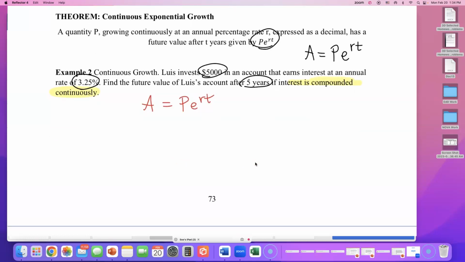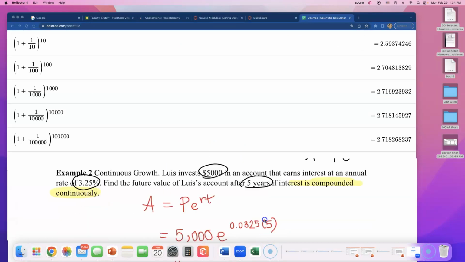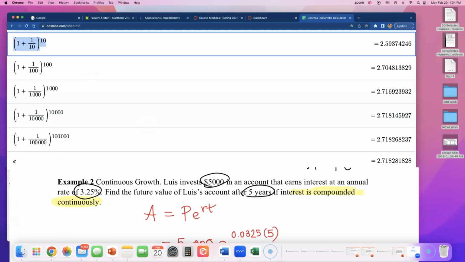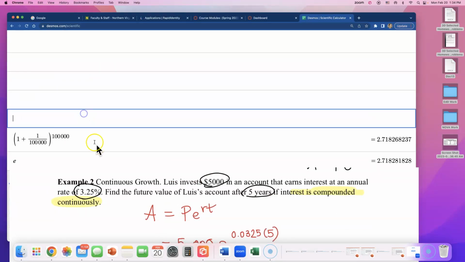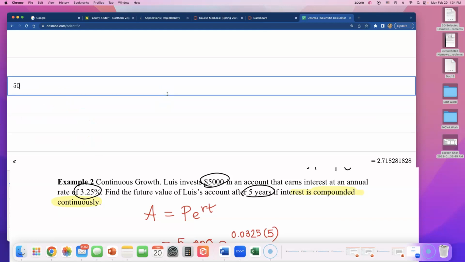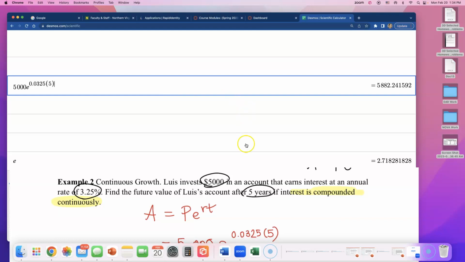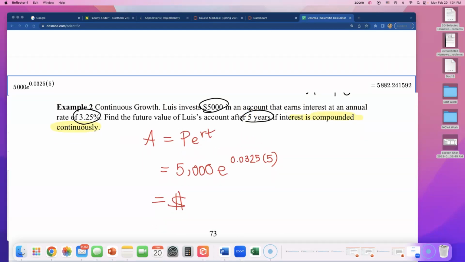So let's find the answer for him. His $5,000 getting invested at the rate of 0.0325 for the next 5 years. All right, let's see how much money he will have. I'll just use one of these lines here. Okay, let me delete these. So 5,000 times e raised to the 0.0325 times 5.